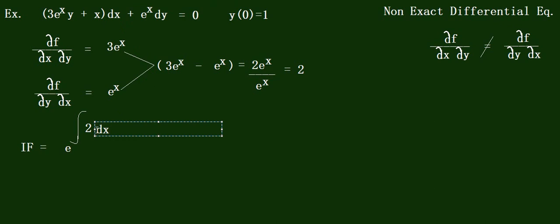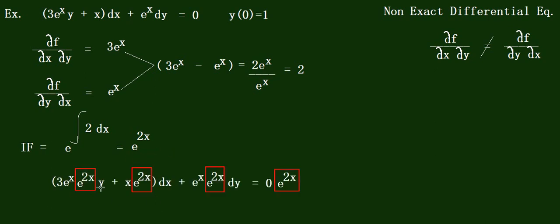Okay, now the integration of 2 dx is 2x, so we can write the integrating factor as e to the power 2x. In the next step we need to multiply the integrating factor to the whole equation like this. So now we can solve this equation like this. We can multiply e power x into e power 2x gives you e power 3x. Also in this case e power x into e power 2x gives you e power 3x, and 0 times e power 2x always gives you 0.